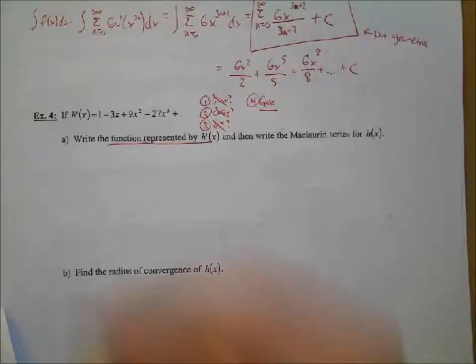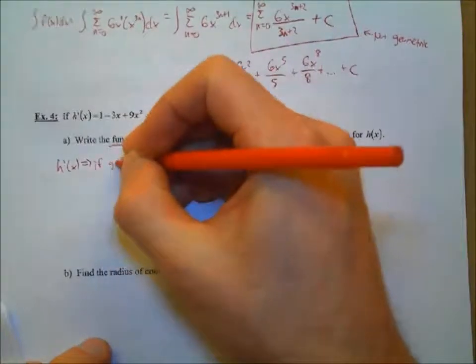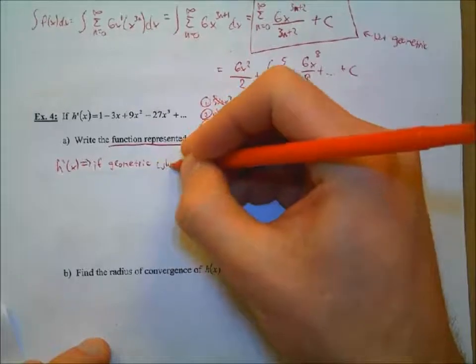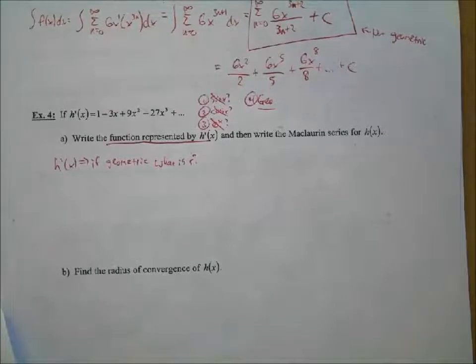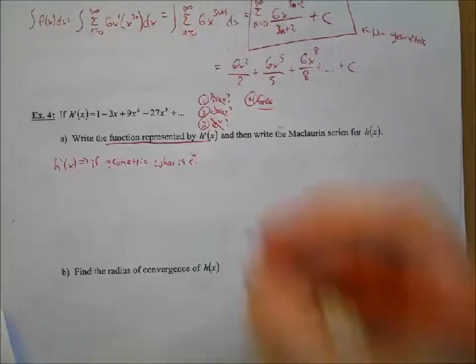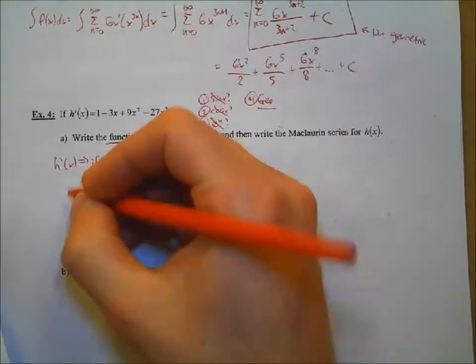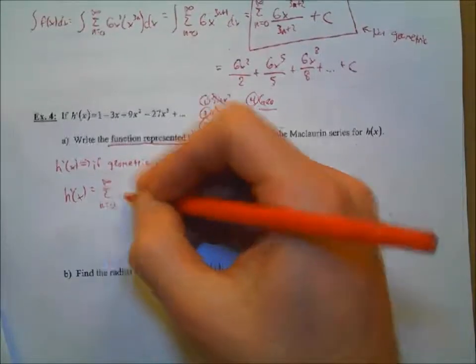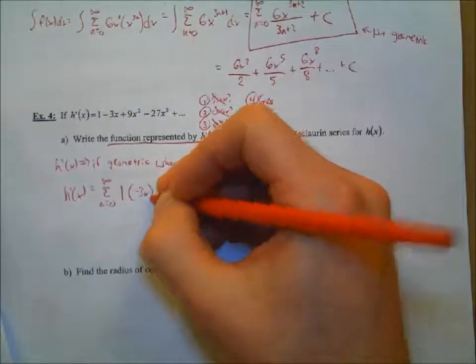So h prime of x, if it's geometric, the question is, what is r? We know what the first term is. It's 1. We're given that. What is r in this case? What are we multiplying by every time? Yeah, a 3, but it's negative 3x. Exactly right. R is negative 3x. So then h prime of x is pretty easy to write. It's just the sum from n equals 0 to infinity of our first term, 1, times negative 3x to the n.